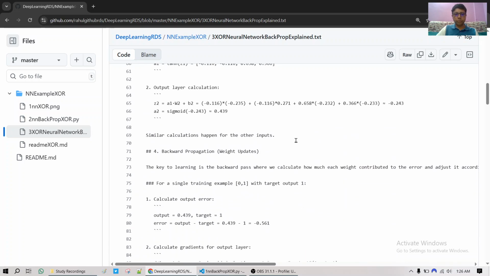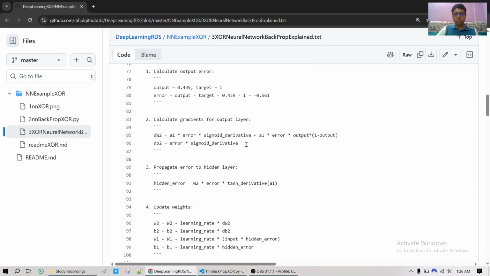We have sigmoid derivatives. We have the sigmoid derivative here. So how are we going to calculate this? The standard is output into the error into sigmoid derivative. So we calculate delta W2, that is the change in the weight of the output layer. Then delta B2, what will be the change in the bias of the output layer?